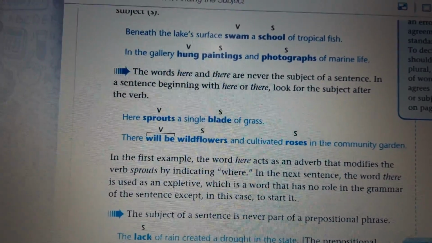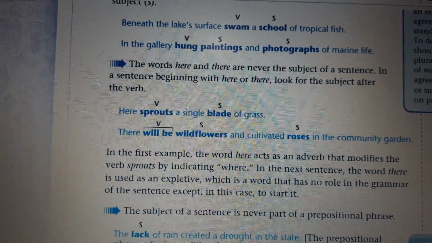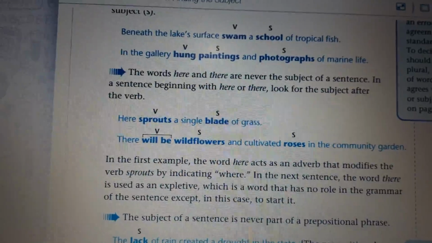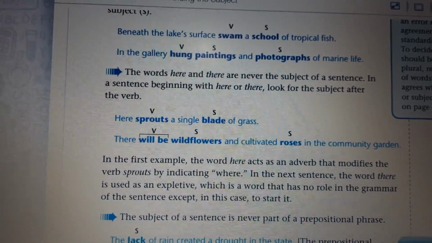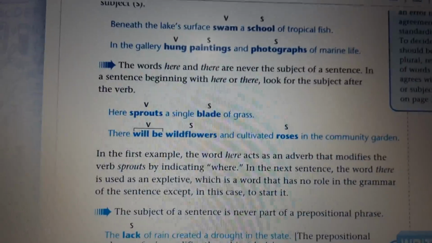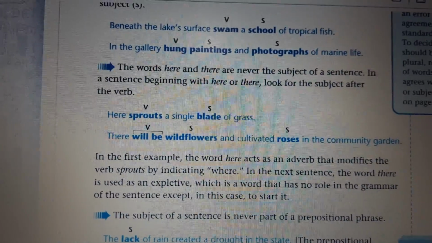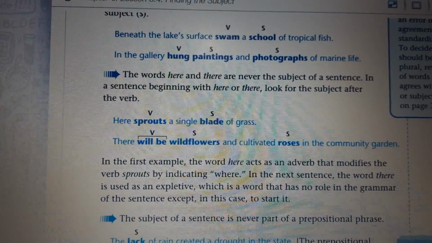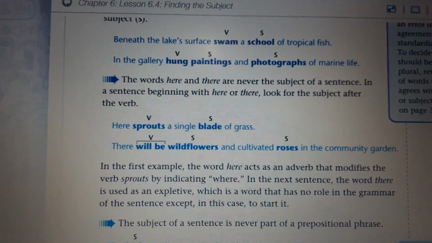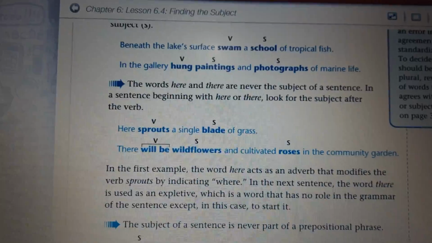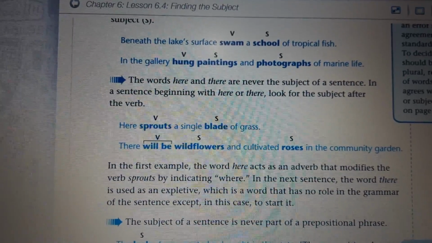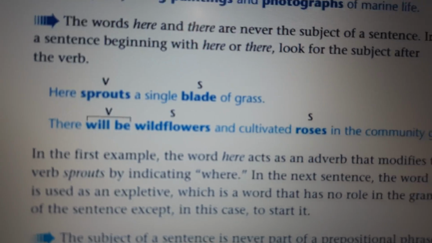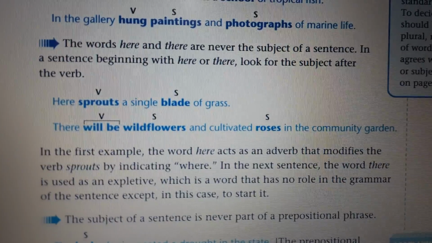Here sprouts a single blade of grass. Okay, so here, and then we have a verb, and then after, a single blade of grass. Okay, so you'll never write a subject right after here or there. And the second one, there will be wildflowers and cultivated roses in the community garden. So we have there and will be, this is a verb.